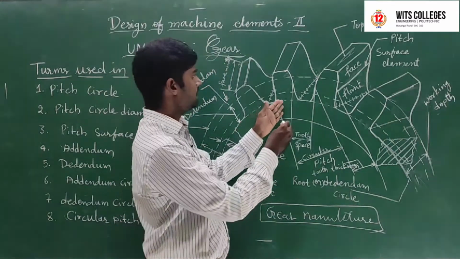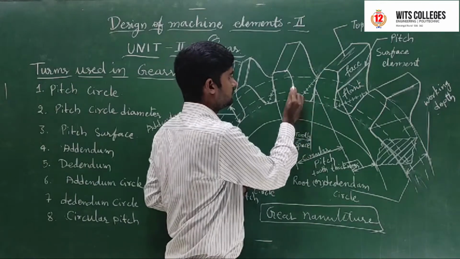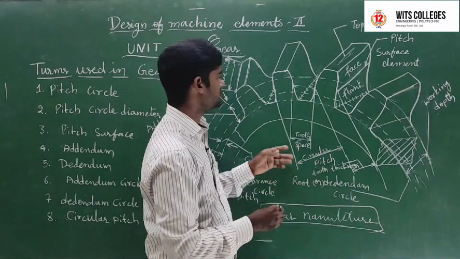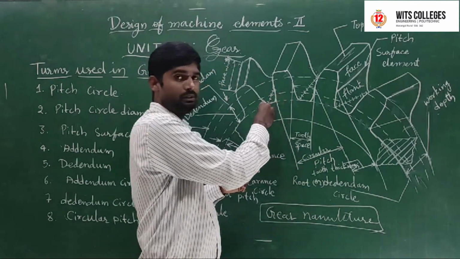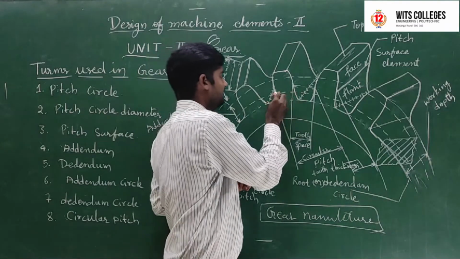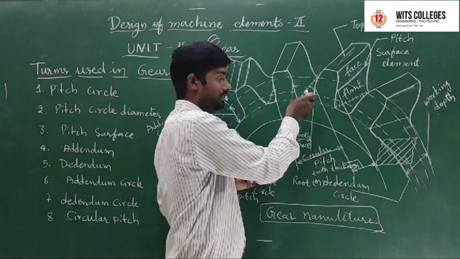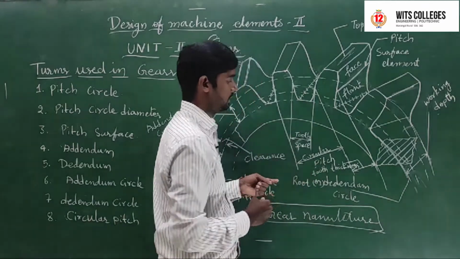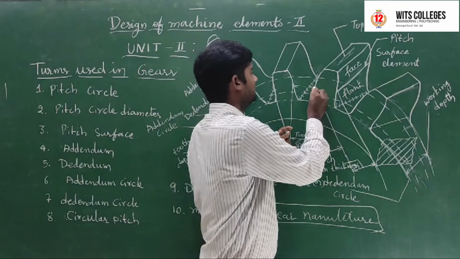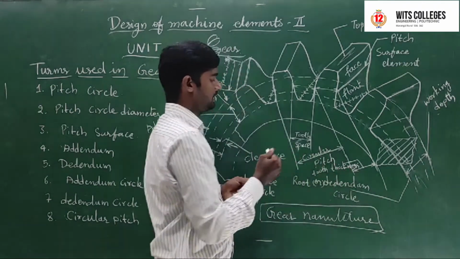Next, the difference from one tooth to another tooth is the tooth space. This is the tooth space, and this is the circular pitch: the distance between the starting point of one tooth and the ending point of that tooth is the circular pitch. And tooth thickness: the difference between these two points is the tooth thickness.